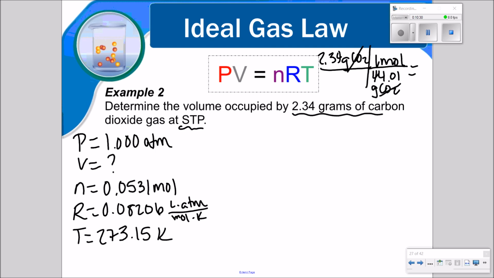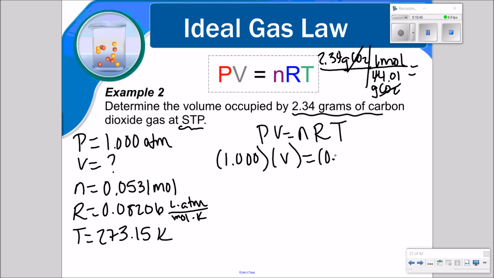So now I'm going to go ahead and plug into my PV equals nRT ideal gas law equation. So we've got 1.000. My volume, I don't know. My number of moles is 0.0531. My R value is going to be 0.08206. And my temperature is going to be 273.5.